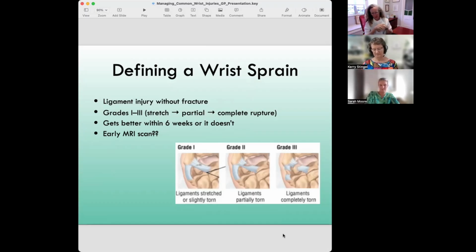So it's a ligament injury with no fracture. So they get an X-ray, I've got a normal wrist, therefore I must have a sprain, right? So now it's a sprain, right? The other way they present is they hurt themselves, and when they fall or they injure their wrist, it just doesn't get better.